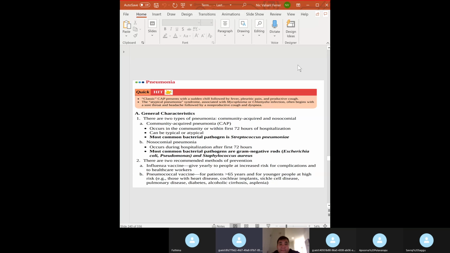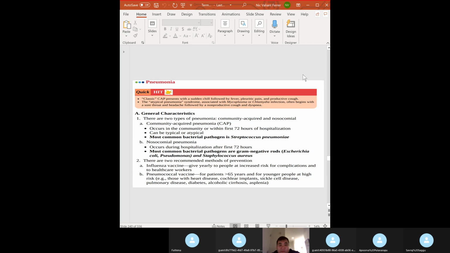Pneumonia? Go. So pneumonia, classic. You have sudden chill followed by fever, pleuritic pain. Atypical pneumonia is commonly caused by mycoplasma or chlamydia. So for CAP, think strep pneumo. That's the main organism. For hospital-acquired pneumonia or nosocomial pneumonia, think either E. coli or gram-negative Pseudomonas and Staph aureus.